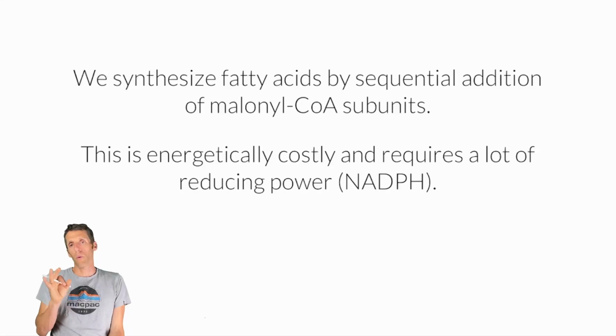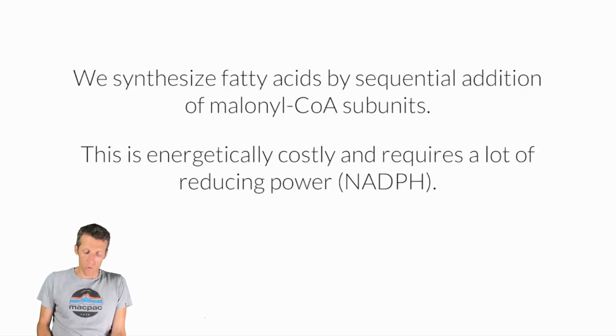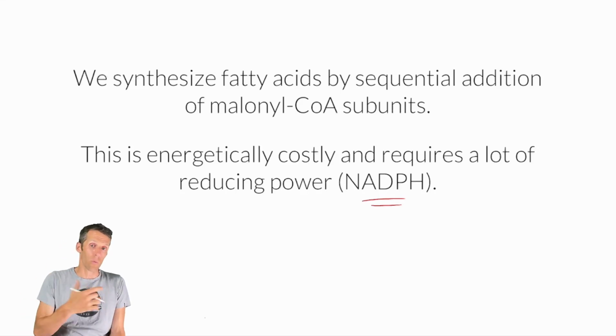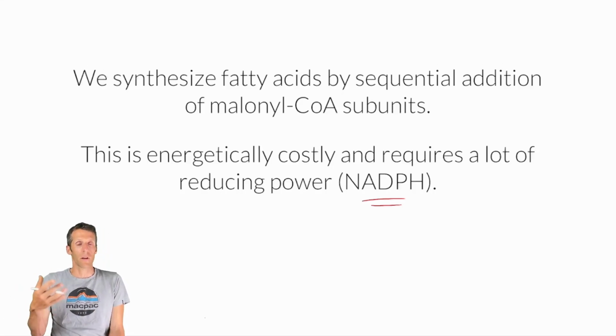So overall, a quick, really high-level summary is that we synthesize fatty acids by the sequential addition of these molecules called malonyl-CoA. And this process is energetically costly and requires a lot of both ATP and reducing power, NADPH. So we're using NADPHs and ATPs. Basically, you can think about the conversion as every time we glue in an acetyl-CoA, it's going to cost us 6 ATPs. And when we pull that acetyl-CoA out later, we're only going to get 4 ATPs out. So we're investing energy to store fats, to store energy in fat.